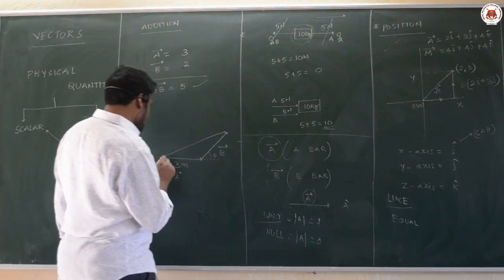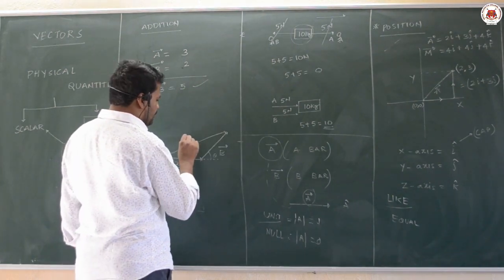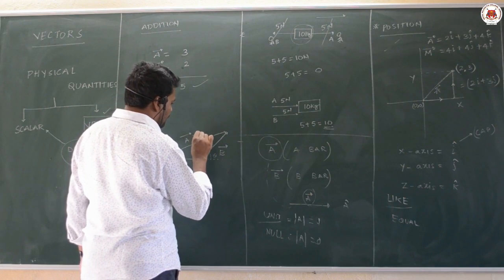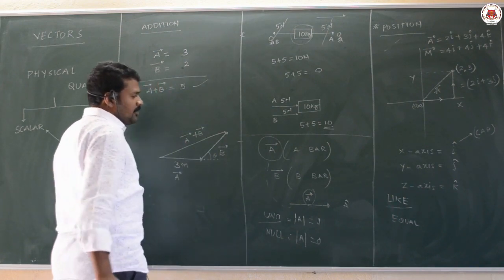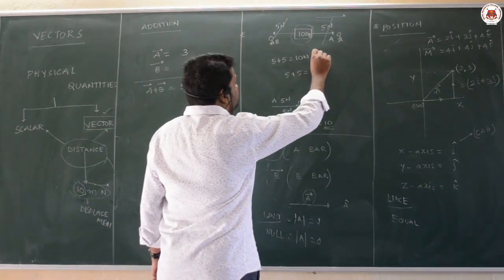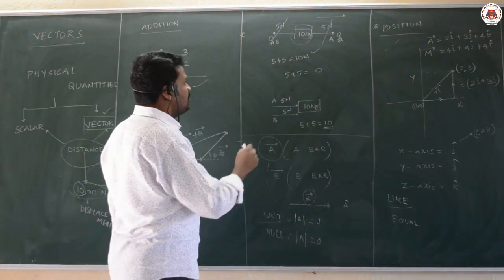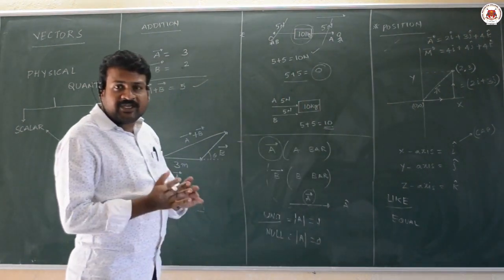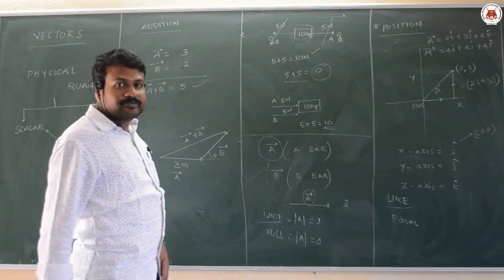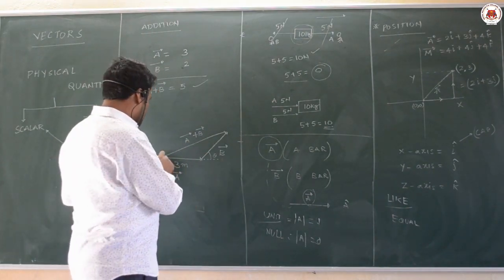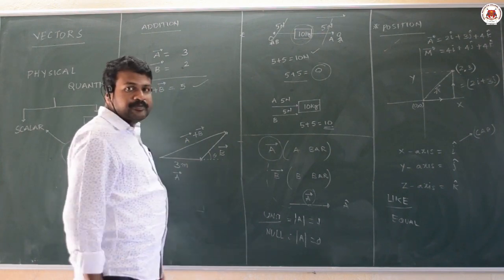Now join the initial point of A to the final point of B, that will represent A bar plus B bar. When two vectors are acting in the same direction, we get a maximum of 10 newtons. When two vectors are acting in opposite directions, we get 0. That means angle matters here. So angle is important.